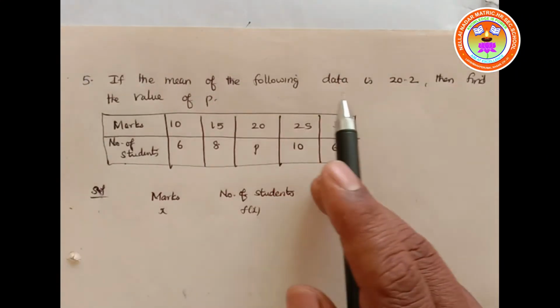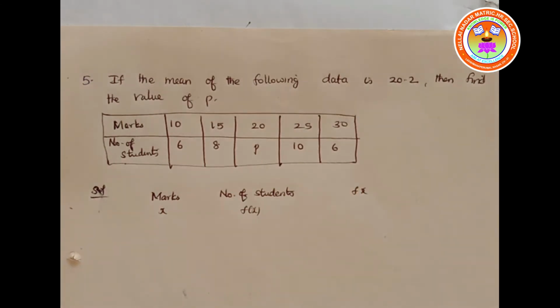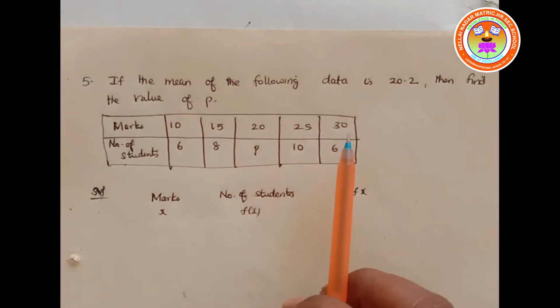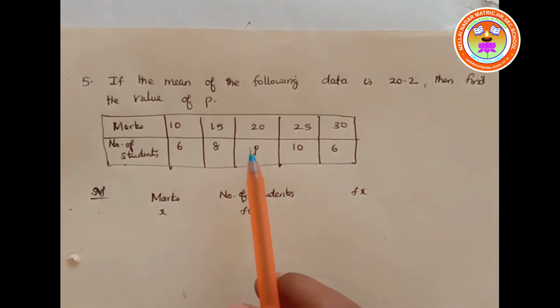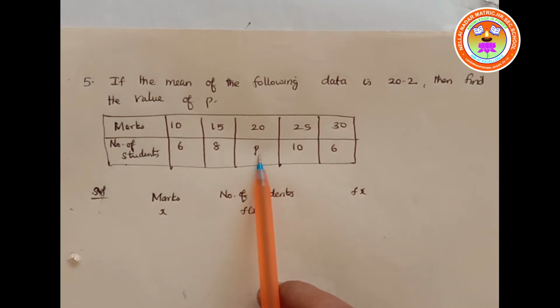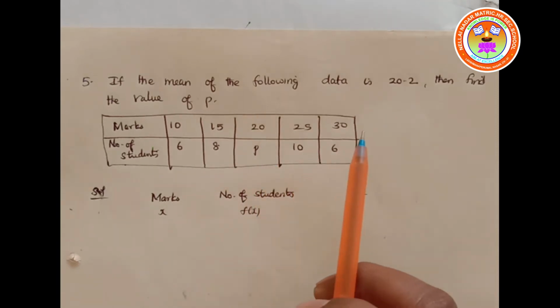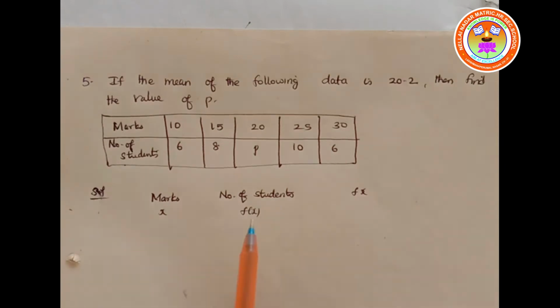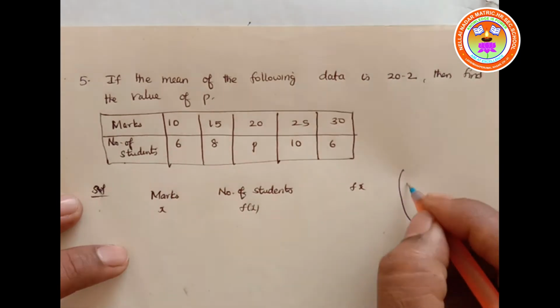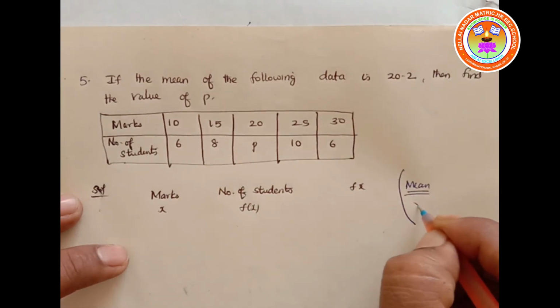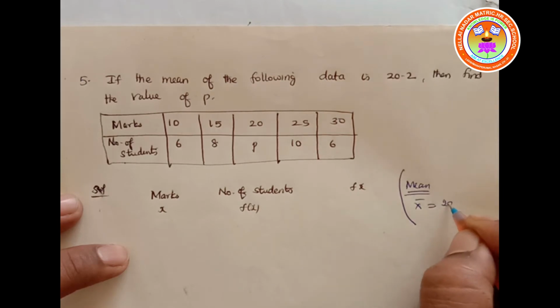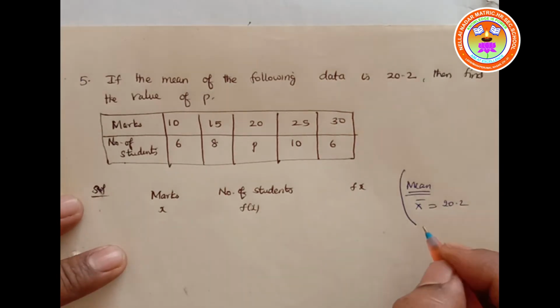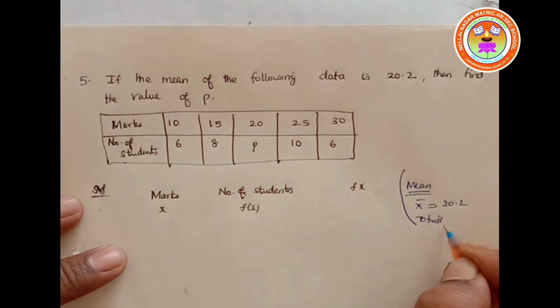If the mean of the following data is 20.2, then find the value of P. Marks 10, 15, 20, 25, 30. Number of students 6, 8, P, 10, 6. You have to find the number of students for 20, and 25 is 10 and 30 is 6. So marks, number of students, and f of x. So what is given, children? Mean. Mean means x bar. So x bar is given as 20.2. You have to find P. It's clear, children?